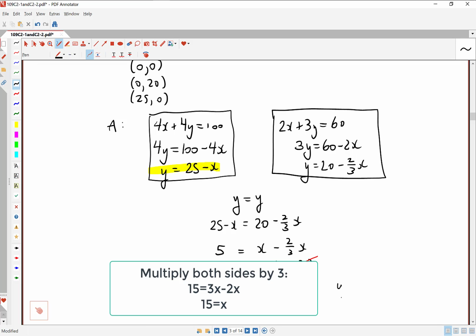So sub into y equals 25 minus x. That tells us y is 25 minus 15. In other words, y is 10. And so there we have our fourth vertex. So A is 15, 10.